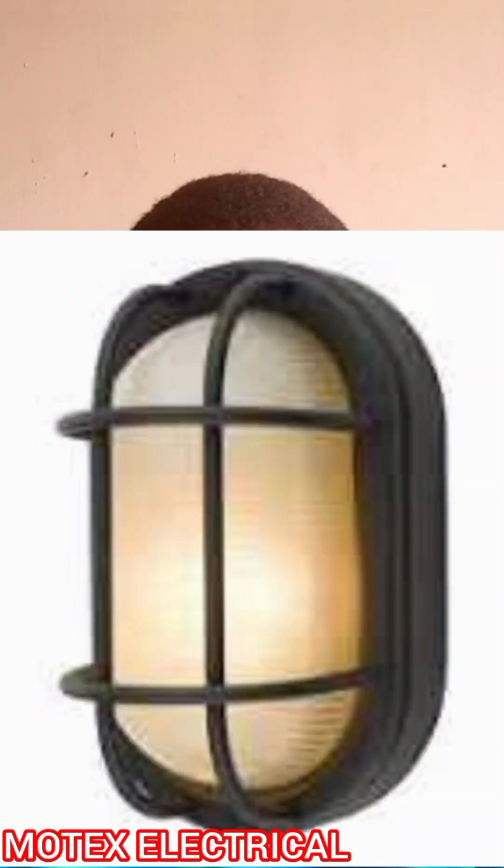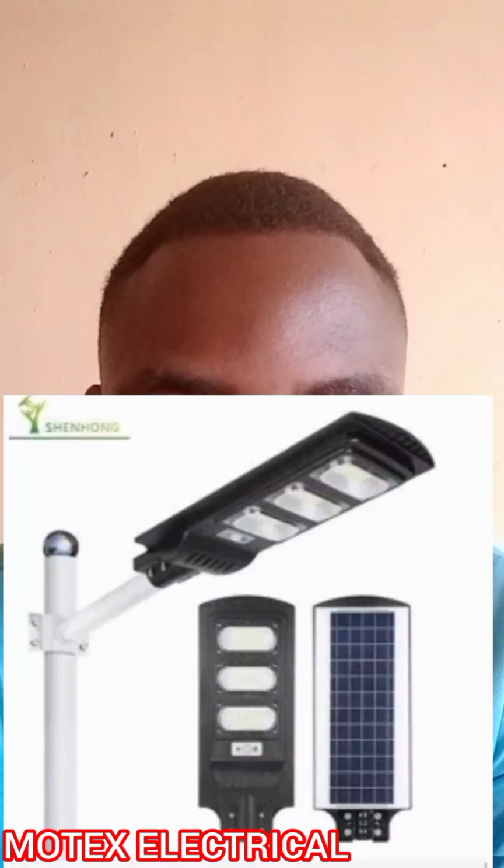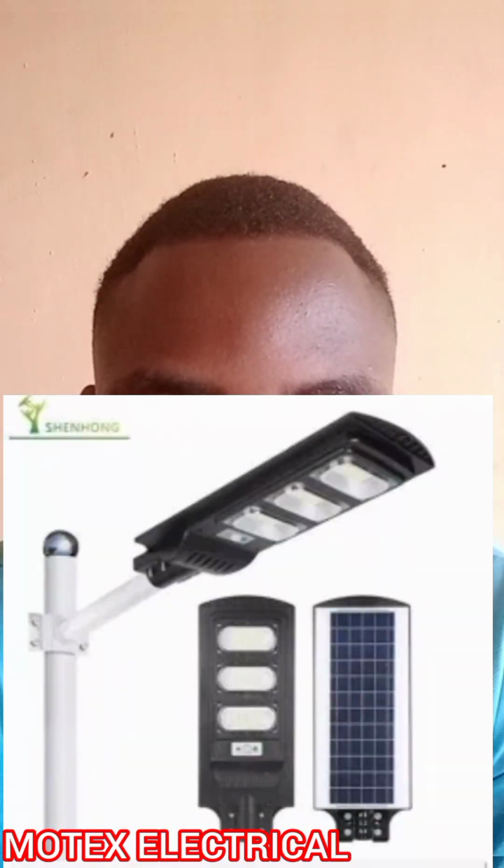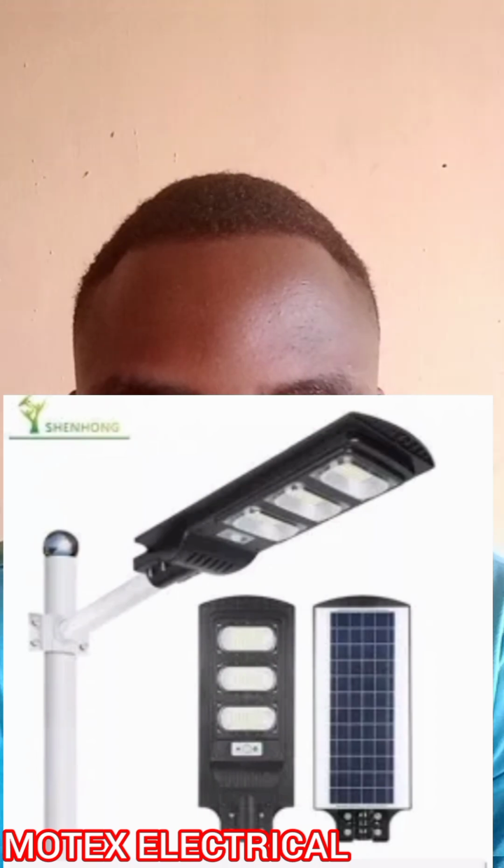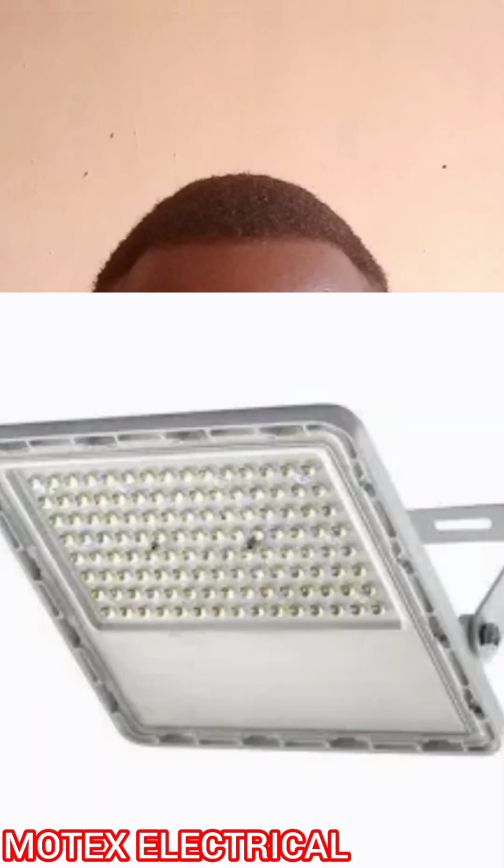So another one, we have outdoor light. Outdoor light is security light. They mostly use it as security light. Some of them come in the form of solar installation. This one uses solar, so that's what they call outdoor light. They use it for security purposes and they use it at night.